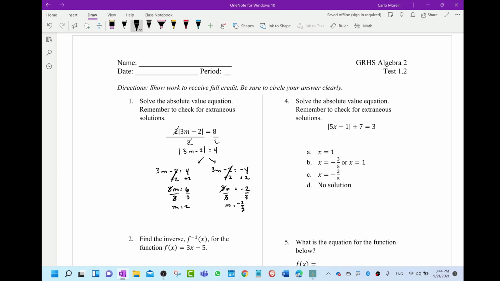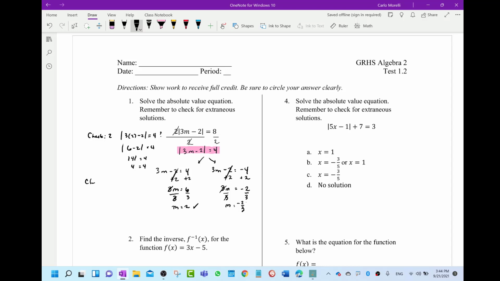Now, we didn't validate to check to see if there are extraneous solutions. And the way you do it is very simple. You just plug it into this. Okay, that's how you check. So we're going to check our first solution here, which is 2. So that means I'm going to do absolute value of 3 times 2 minus 2, absolute value equals 4. The question is, is this true? Absolute value of 6 minus 2 equals 4, absolute value of 4 equals 4, 4 equals 4. It's true. So this is a valid solution.